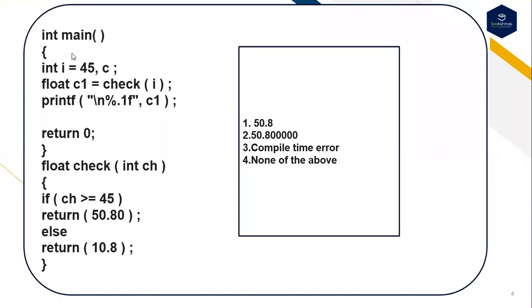This is the second question. int main, int i is equal to 45. float c1 is equal to check. I'm calling the function check. I'm passing the i value. And here in the check, I'm receiving the integer type of value; if ch greater than or equal to 45, returning 50.80, else part, I'm returning 10.80. So now I'm just printing the value of c1. So predict the output of this code. These are the following options.